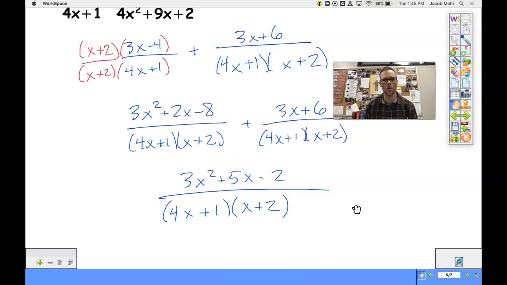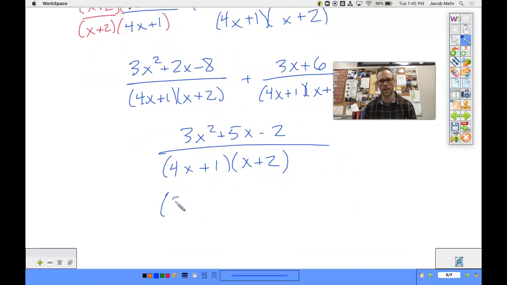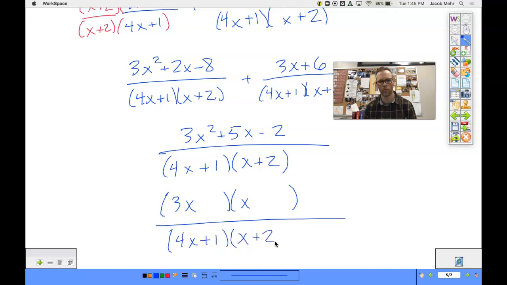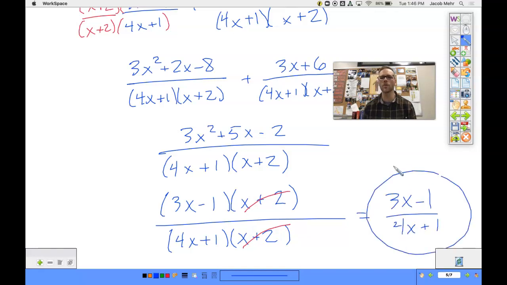But I'm curious as to this one, if I can factor, what happens if I try to factor this? Well, if I put a 2 there, and I make that a plus, and this a minus 1, that's 6x minus 1x is 5x. It does factor, but what do you notice happens here? The x plus 2s cancel. And we end up with 3x minus 1 over 4x plus 1 is our final simplified sum of these two rational expressions.